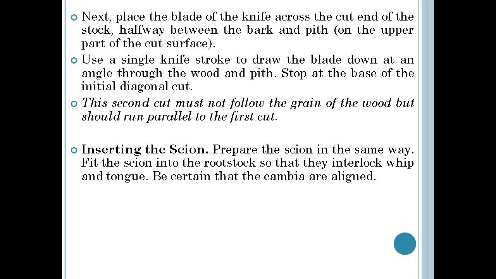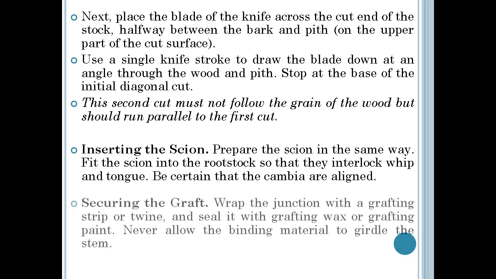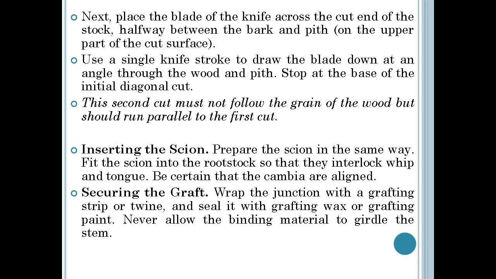Inserting the cion. Prepare the cion in the same way. Fit the cion into the rootstock so that they interlock whip and tongue. Be certain that the cambium are aligned. Securing the graft. Wrap the junction with a grafting strip or twine and seal it with grafting wax or grafting paint. Never allow the binding material to girdle the stem.